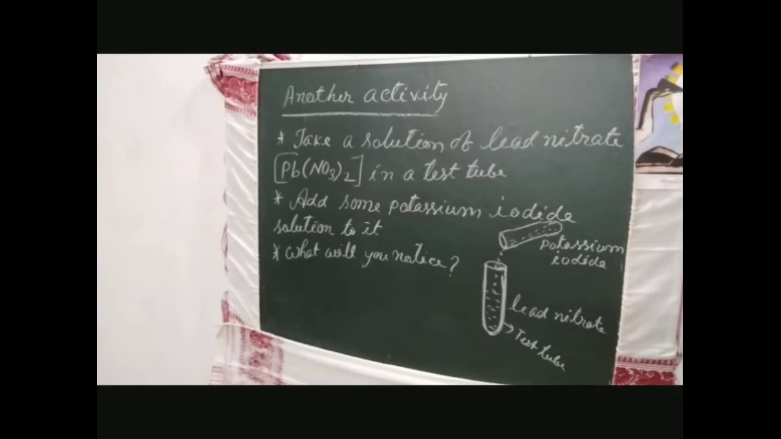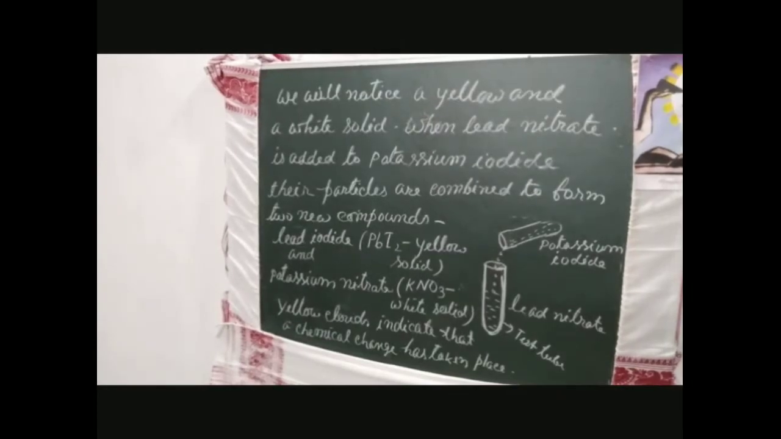Take a lead nitrate solution in a test tube. Add potassium iodide solution to it. What will you notice? We will notice a yellow and a white solid. When lead nitrate is added to potassium iodide, their particles combine to form two new compounds, lead iodide PbI2, which is a yellow solid, and potassium nitrate, which is a white solid. You will also notice yellow clouds, which indicate that some chemical change has taken place here.